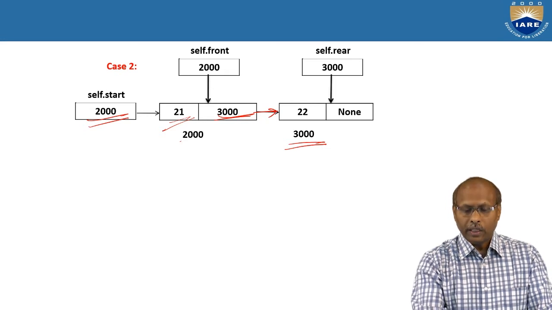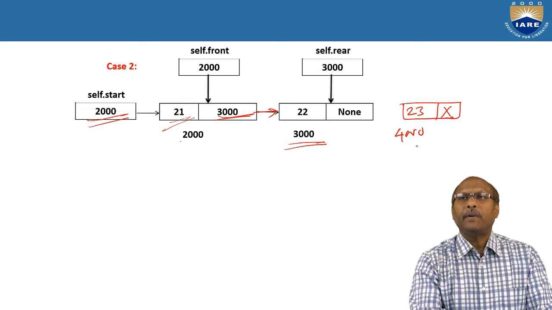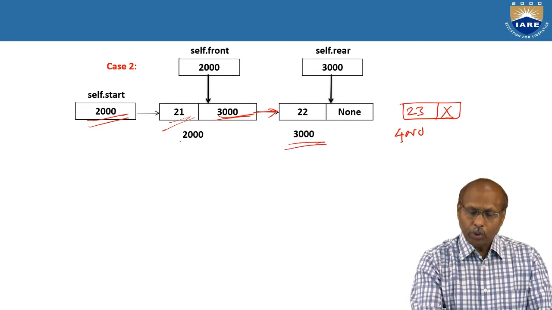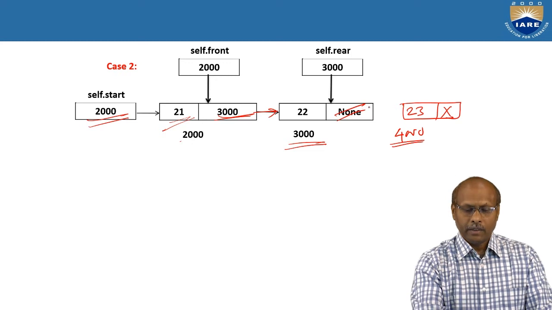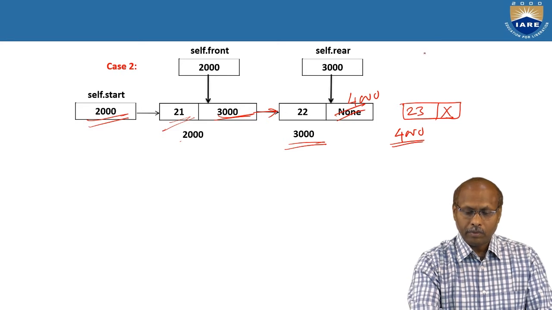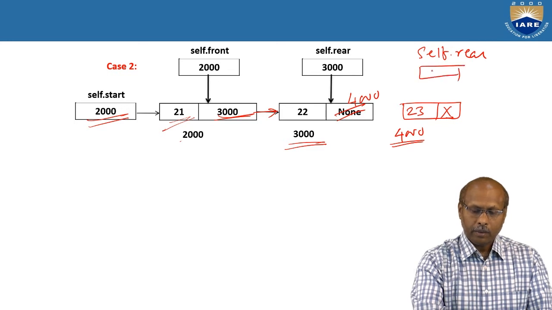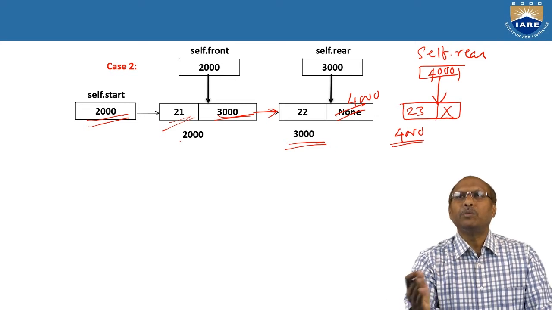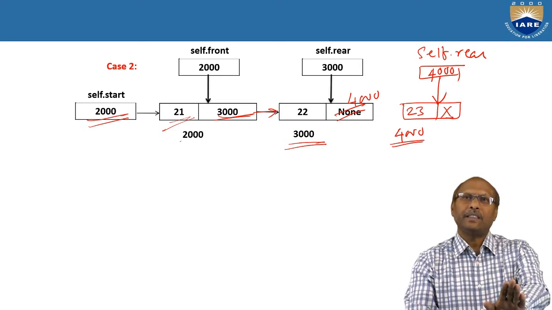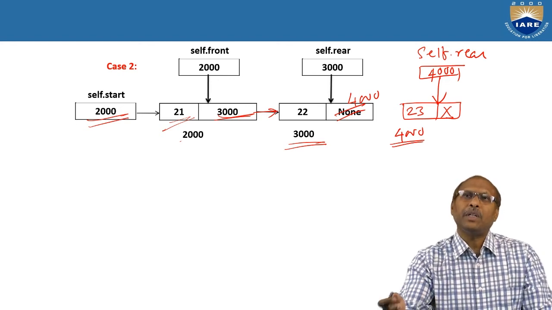Assume you want to insert one more. For example, my data is 23, whose address is 4000, and it is pointing to none. Whenever you want to insert, this none will be replaced with 4000. So here 4000 will come, and the rear is moving forward. So self.rear is how much? Now 4000. So it is pointing here. That means when you are inserting, the rear is moving forward. Front will not change. Remember, while enqueuing, your front will not change. Only rear is moving. Like this you can move.